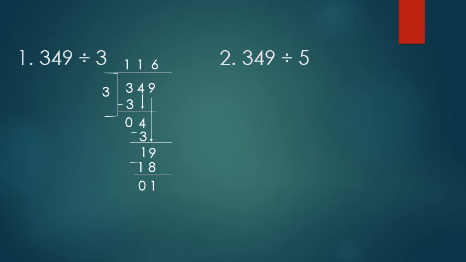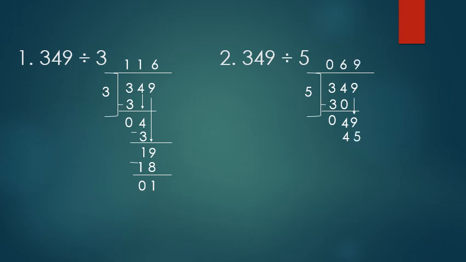Second example. Draw the symbol, write the larger number, the dividend, inside, the smaller number, the divisor, outside. The first number is 3, which is not divisible by 5, so we will take 34. For that we will write 0. Then 5 6s are 30. The remainder is 4. Copy down the next number, 49. 5 9s are 45. Subtract and you will get the remainder 4. There is no number left in the dividend anymore. So we are done with the division.